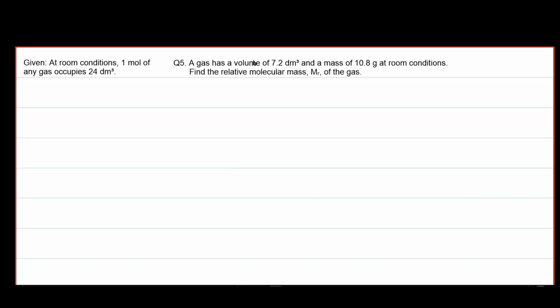Question 5. A gas has a volume of 7.2 dm cube and a mass of 10.8 grams at room conditions. Find the relative molecular mass MR of the gas. Since we have a gas, I know that we have to apply the formula number of moles of gas is equal to V over 24. I see the trigger words mass and MR, so I know I will have to apply the formula number of moles is equal to mass over MR. Since I'm asked to find the MR, this formula will be applied last and the gas formula first.